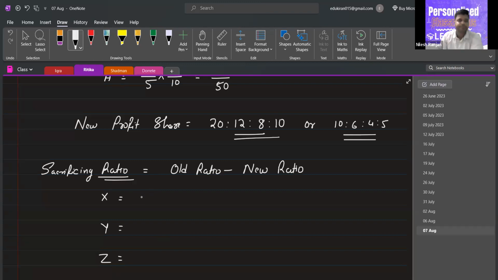So X equals 5 by 10, which is the old profit sharing ratio, then 3 by 10 and 2 by 10. Now in the new ratio, he is getting 10 by 25, he is getting 6 by 25, and he is getting 4 by 25.